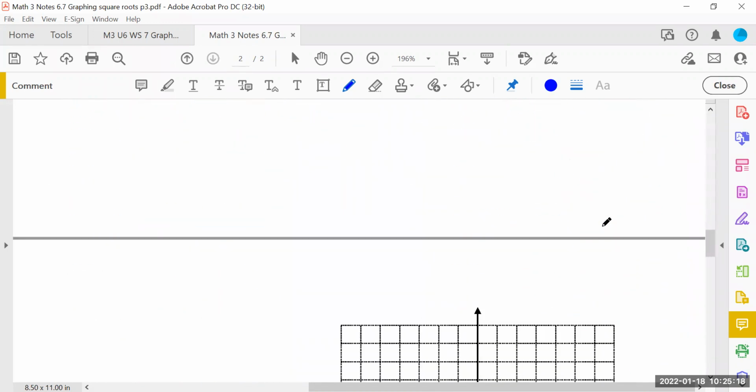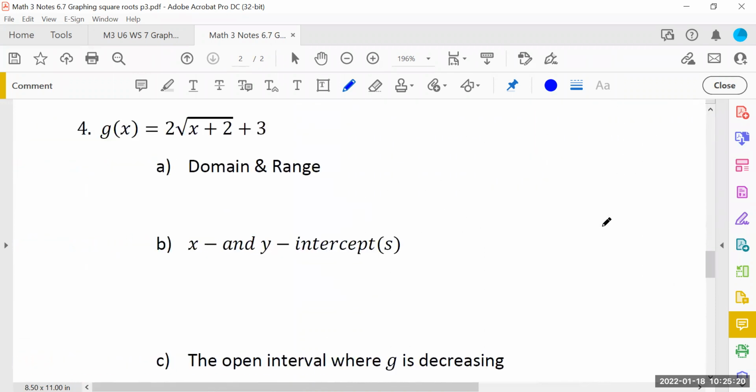I'm going to do one more for you guys, then you guys can try an example. We should have plenty of time here. Number 4, turn to the next page. Same exact thing, but it's got a 2 out in front instead of a -1. But you do it the same way.